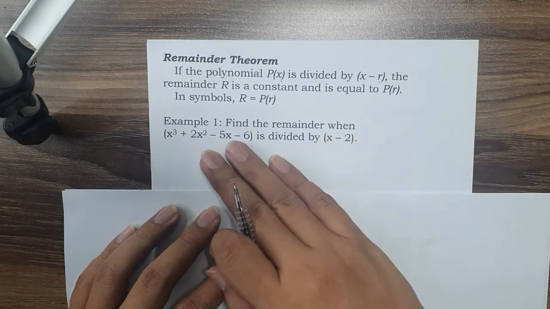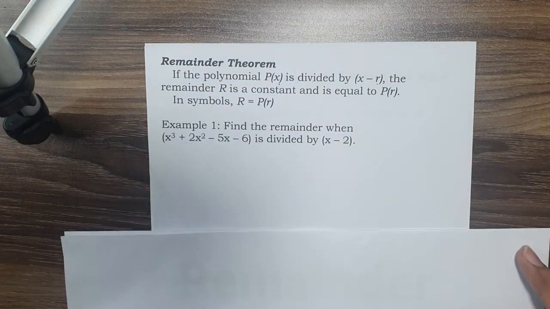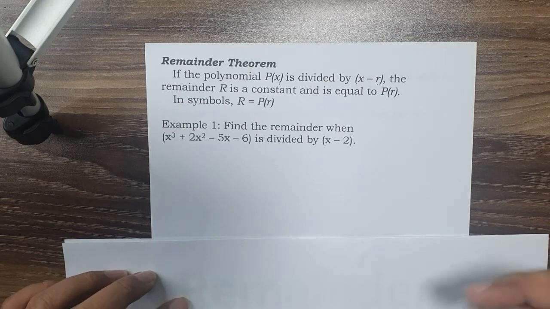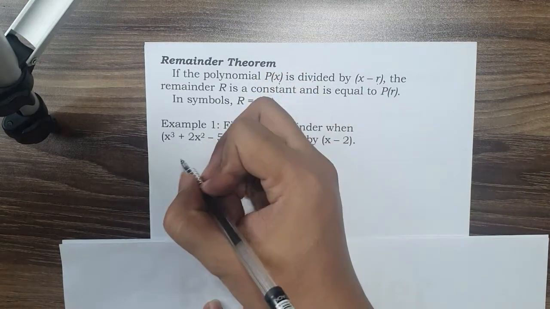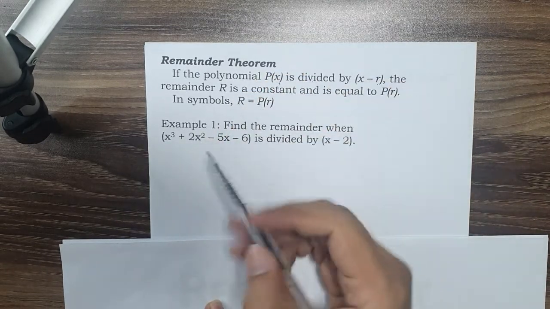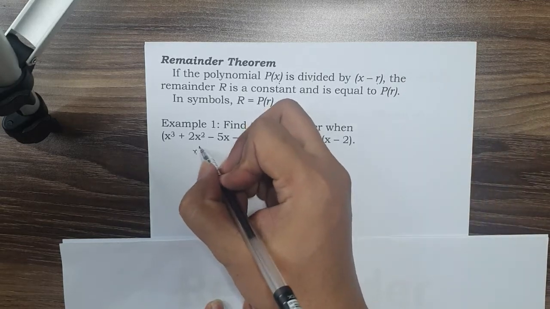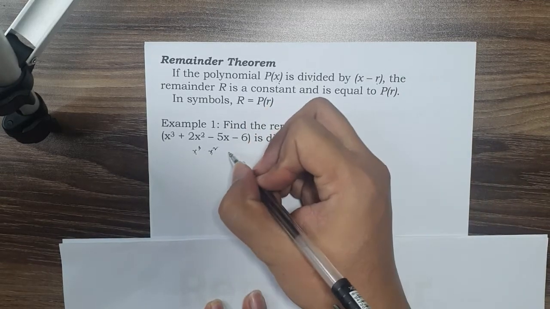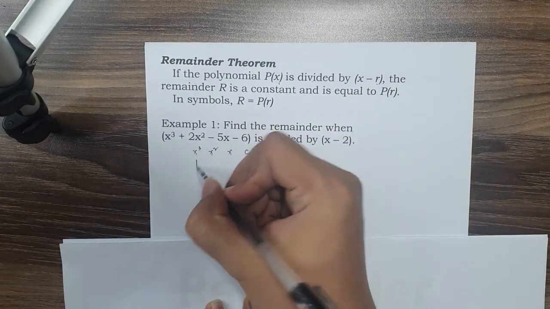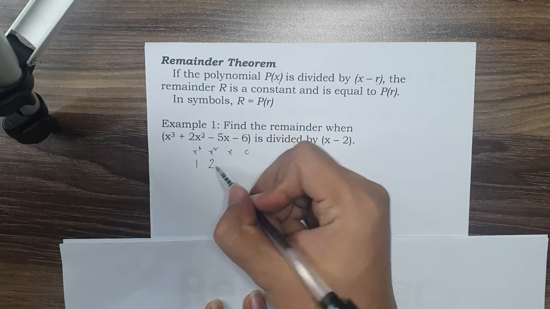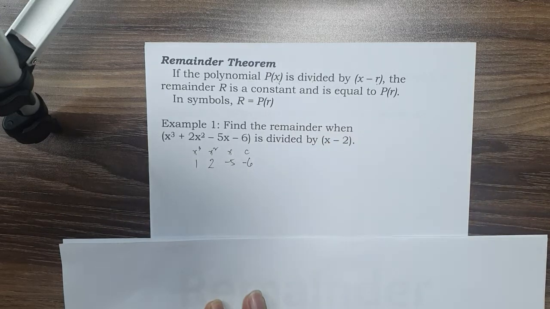So, let's have example 1. Gamitin muna natin ulit si synthetic division, para makita na natin yung pagkakaiba. So, pag synthetic division, paano nga ulit yun? Kailangan standard form. 3, 2, 1, 0. So, kompleto naman yung mga terms: x cubed, x squared, x, constant term. You have coefficient 1, coefficient 2, coefficient negative 5, constant term negative 6.